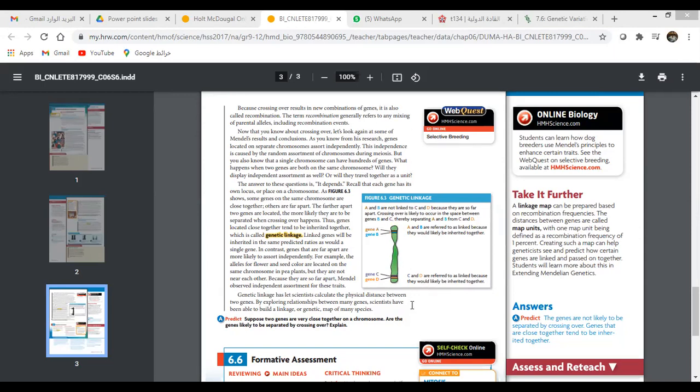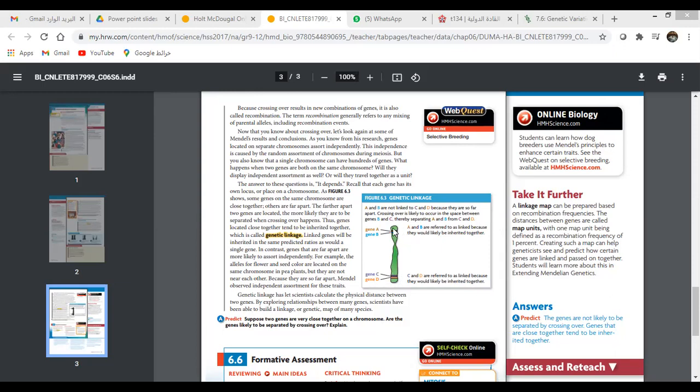But a single chromosome can have hundreds of genes. We said each chromosome may have hundreds of genes. What happens when two or more genes are both on the same chromosome? Say I have gene A, gene B, gene C, gene D on the same chromosome. Will they display independent assortment as genes, not as a chromosome part? Or will they travel together? Okay?